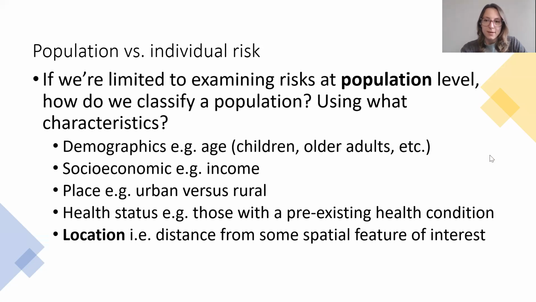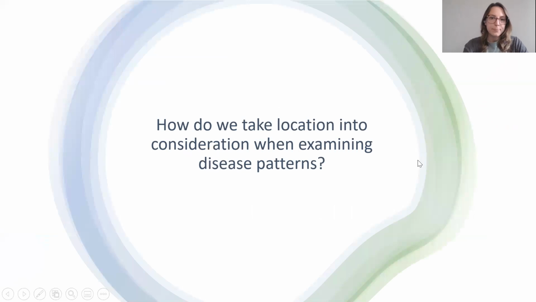So that will be the main topic for today. Now, how do we actually take location into consideration when we're examining disease patterns? We know that location to a hazard or an exposure can impact a population's risk of disease, but how do we actually take that into consideration? How do we actually use that information? Well, as many of you might guess, we like to use maps in geography. So we'll talk about that next.